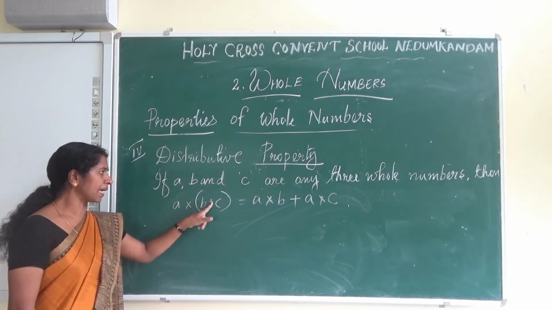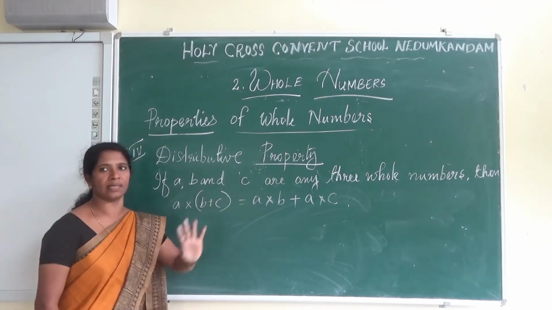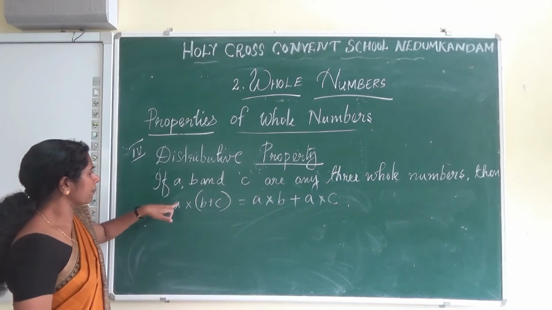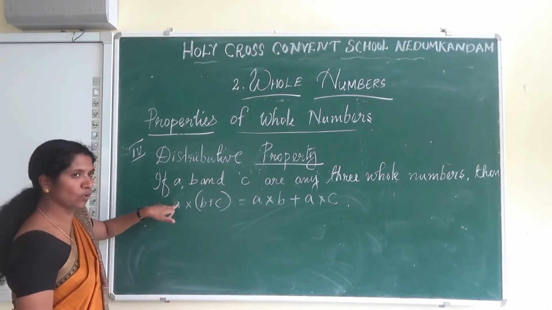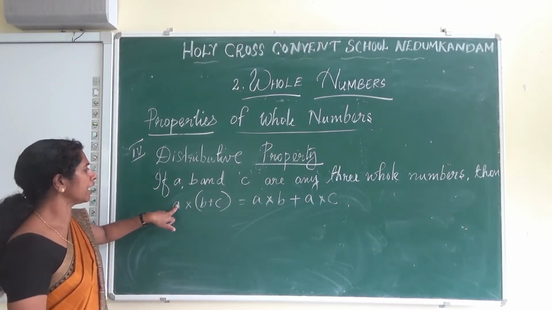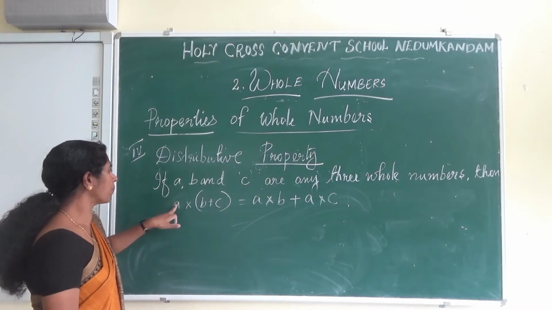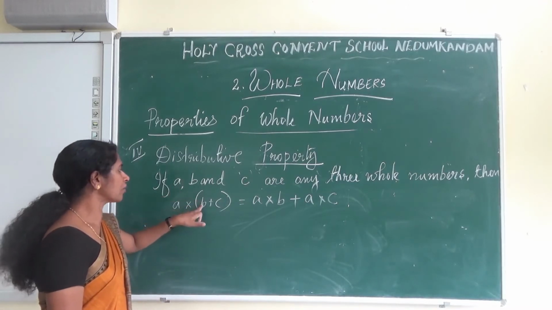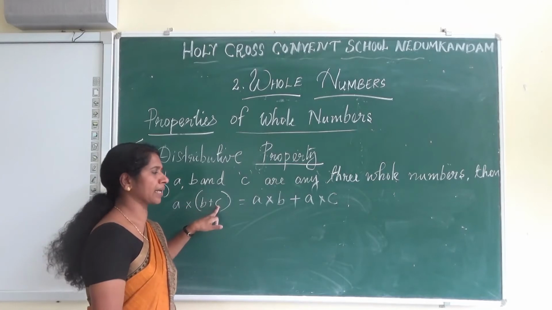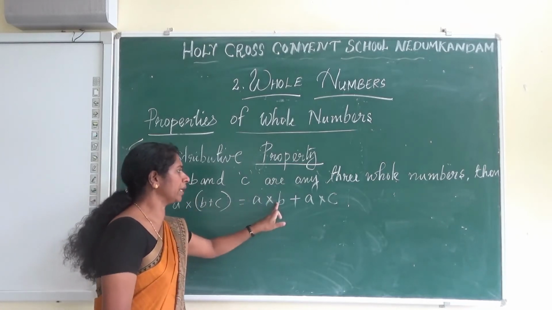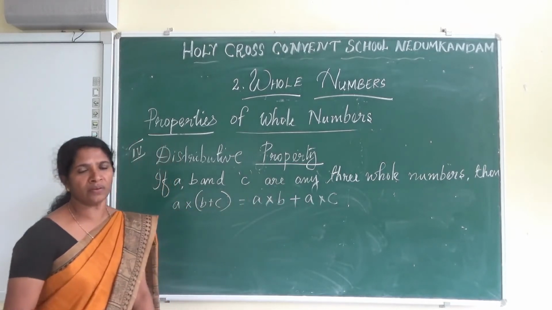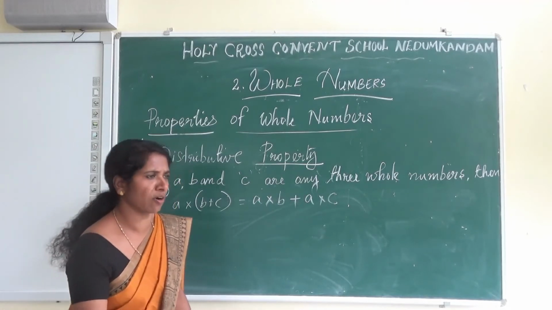A into (B plus C) is equal to A into B plus A into C. The number outside the bracket is called the common factor, and we need to multiply the common factor with each of the numbers inside the bracket, that is A into B plus A into C. We have to do some problems.